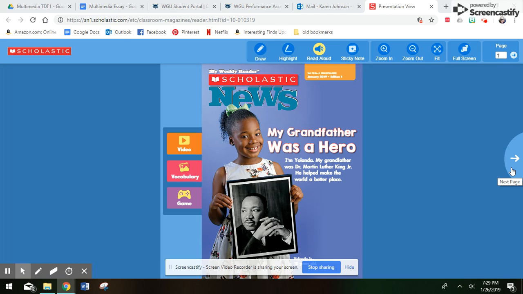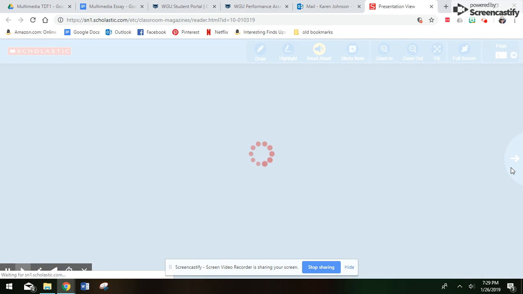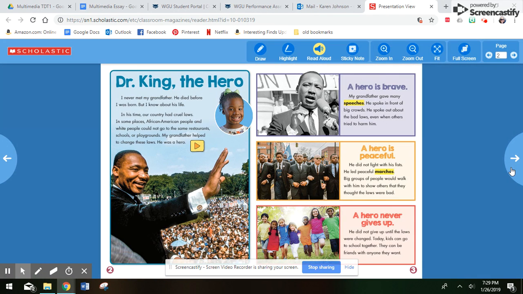So to use this, I would go through and click through the article. What's great about Scholastic is that the students can read it or I can read it to them. It talks about Yolanda's perspective of her grandfather. She was never able to meet him as he died before she was born.